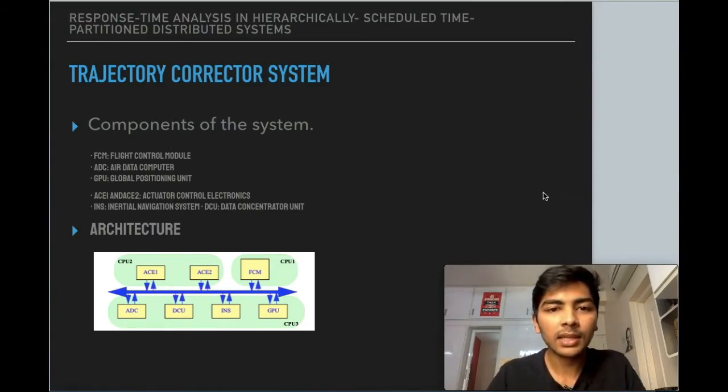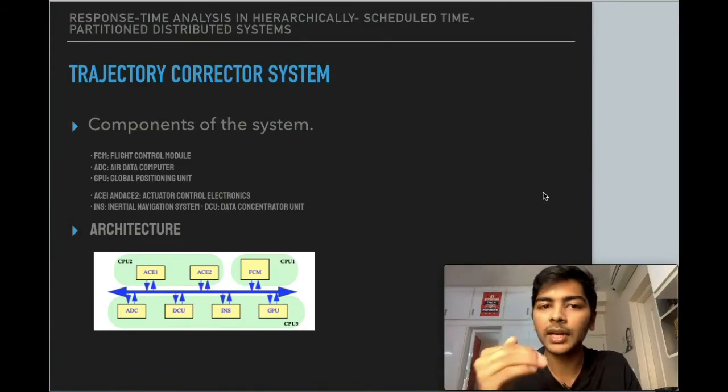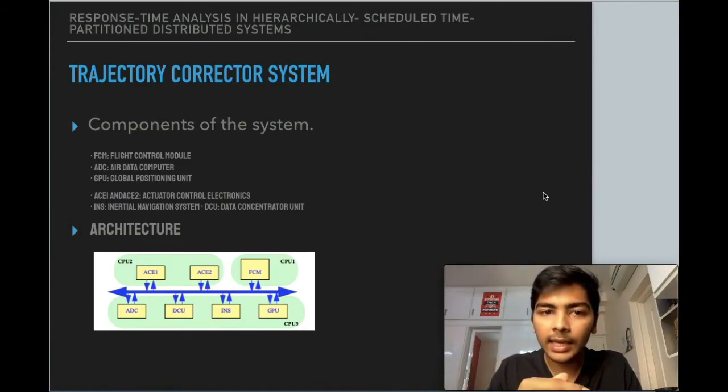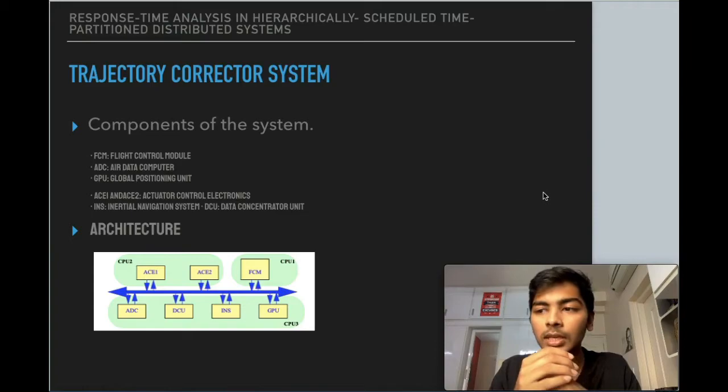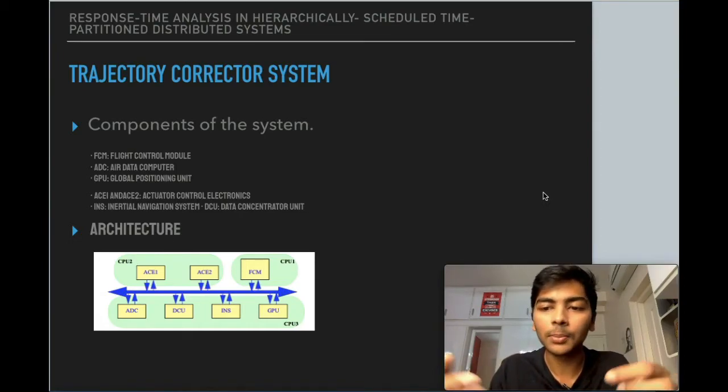Now this system has multiple components. First of all is the FCM, which is a flight control module, ADC, air data computer, GPU, global positioning unit, everybody knows that, ACE1 and ACE2, actuator control electronics, INS, inertial navigation system, and DCU, data concentrator unit. Now all of these components are part of this trajectory corrector system. Basically you're correcting the trajectory of something.